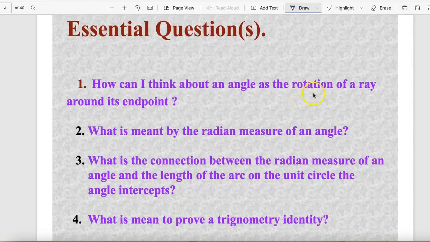Our essential questions of the day are: how can I think about an angle as the rotation of a ray around its endpoint? What is meant by the radian measure of an angle? What is the connection between the radian measure of an angle and the length of the arc on the unit circle the angle intercepts? What does it mean to prove a trigonometric identity?